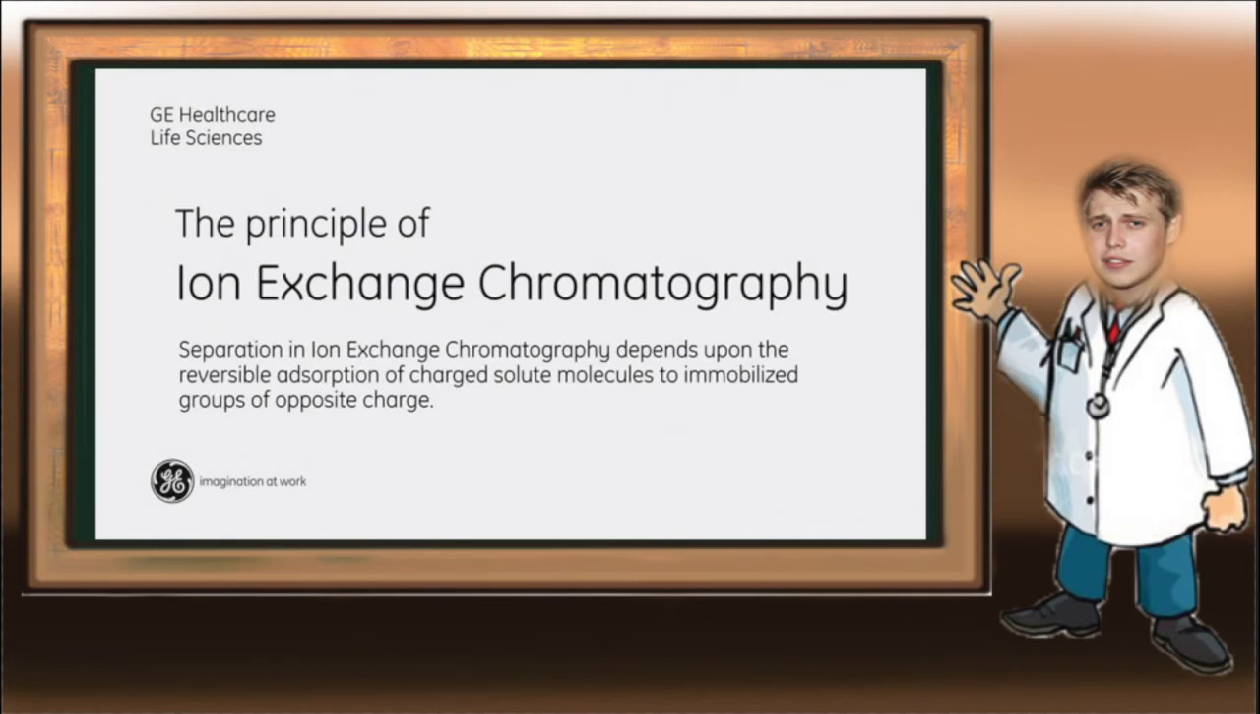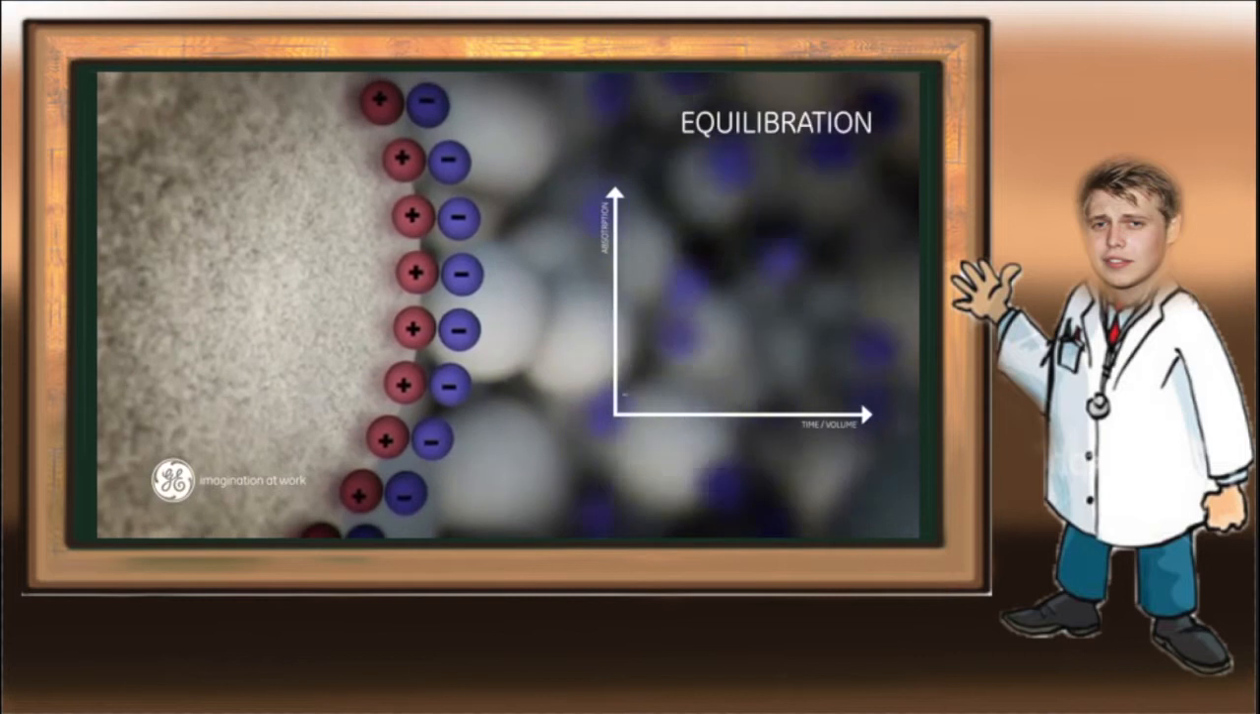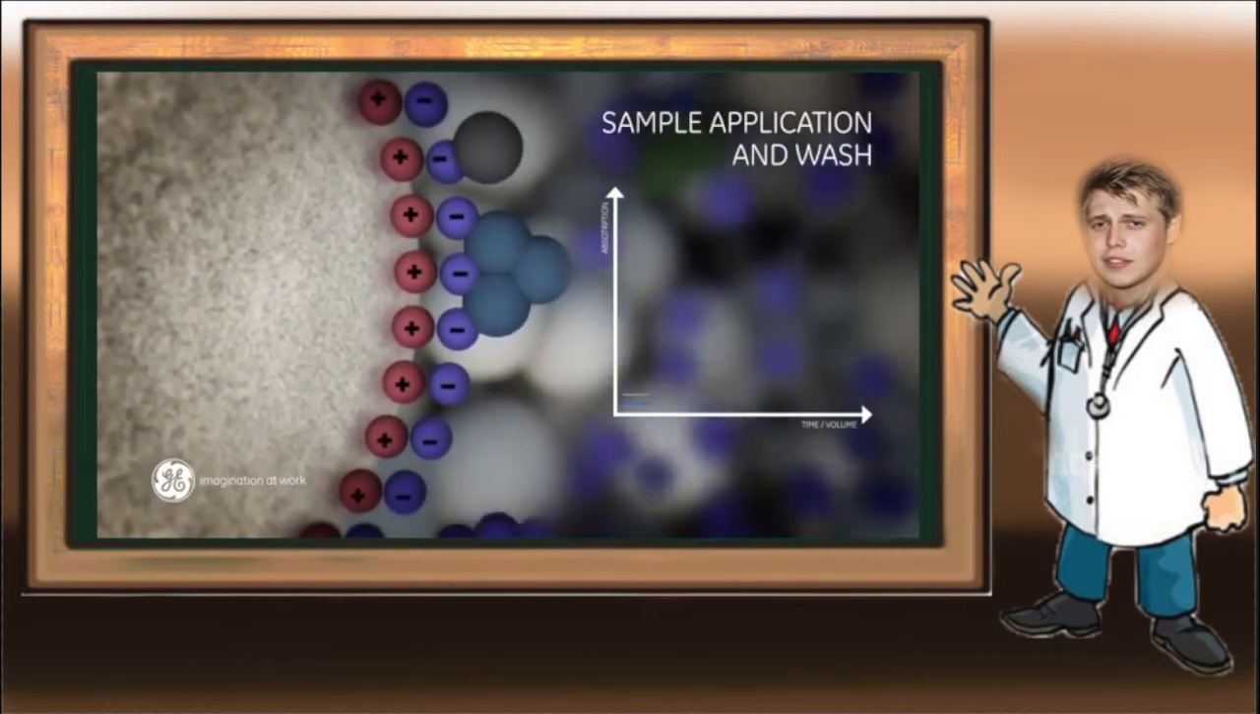Separation in ion exchange chromatography depends upon the reversible adsorption of charged solute molecules to immobilized groups of opposite charge. This clip shows the basic mechanism for this process.